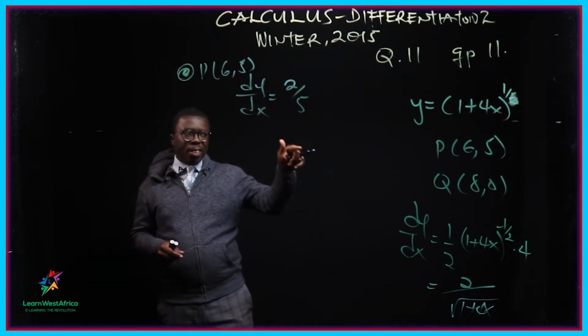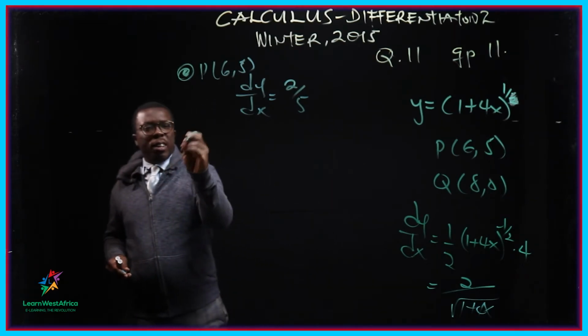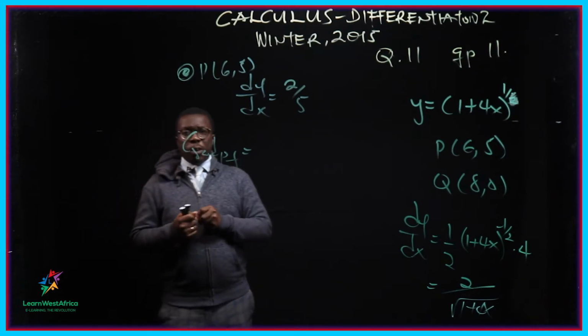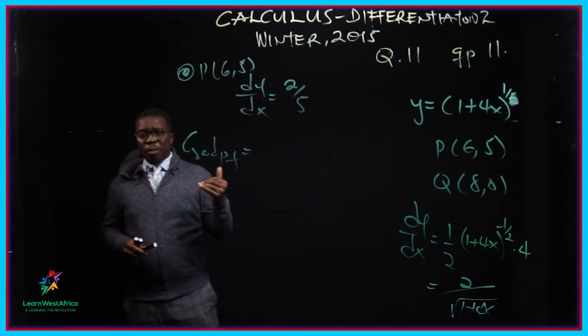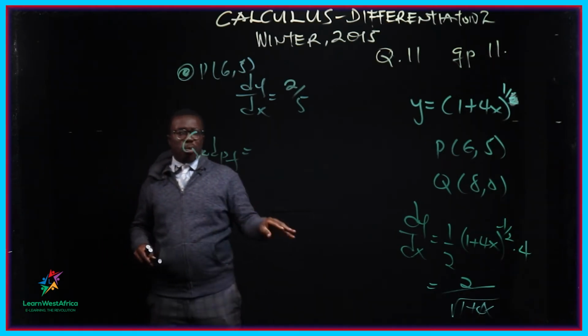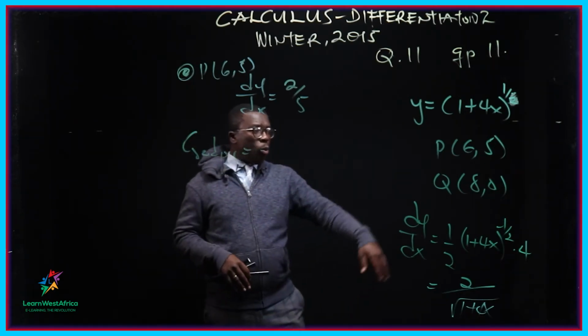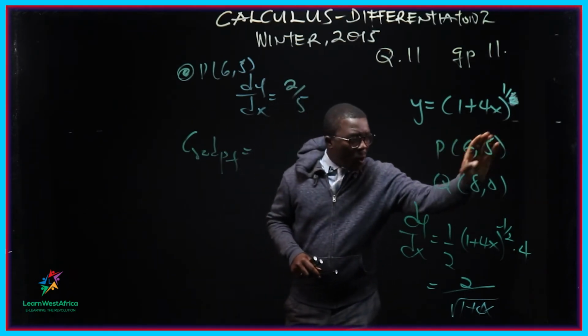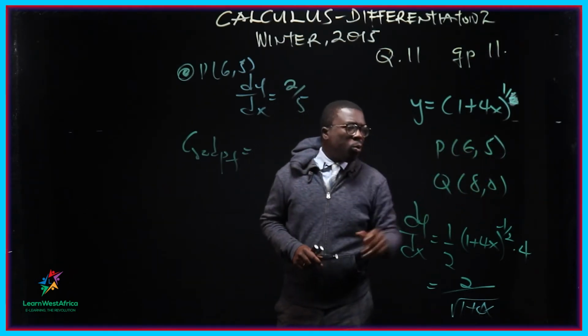So what is the gradient of PQ? Okay, so let's look at grad PQ. We know the gradient of PQ is very simple. It's a straight line. And for straight lines, what do we do? y2 minus y1 all over x2 minus x1. That is the gradient of a straight line. So when we take them with the corresponding values x1, y1, x2, y2, what happens?